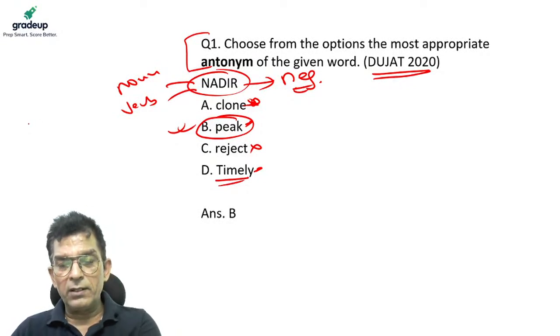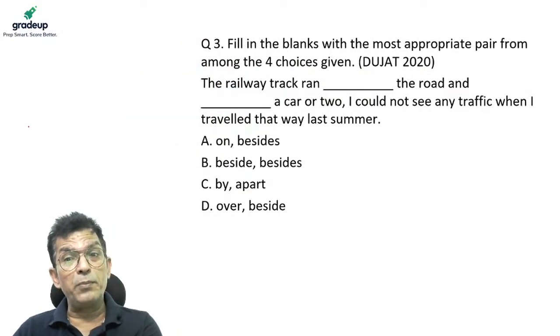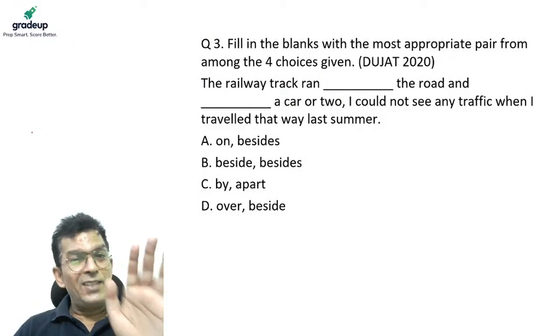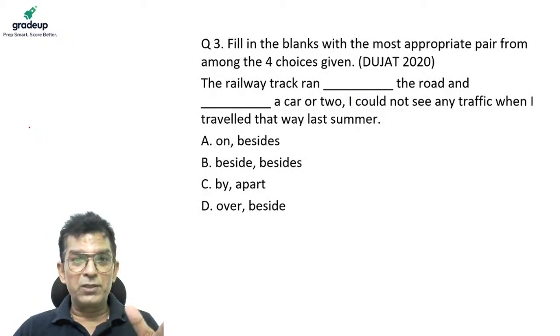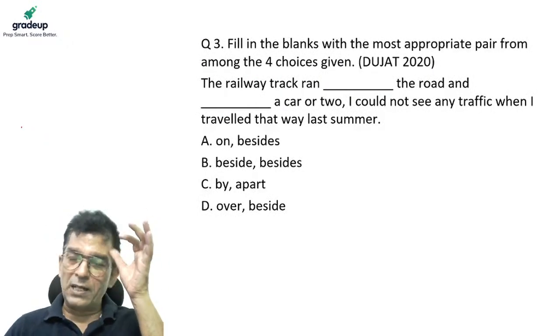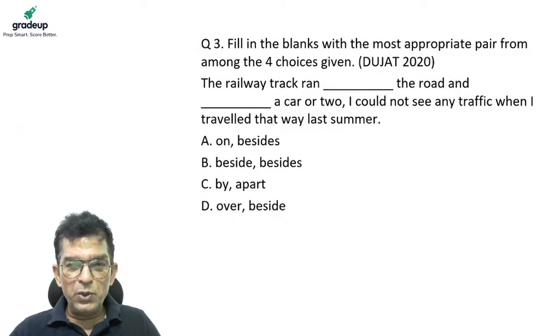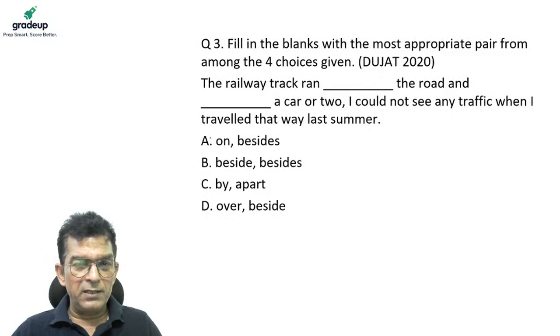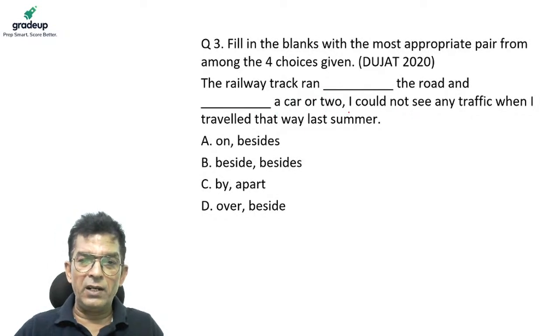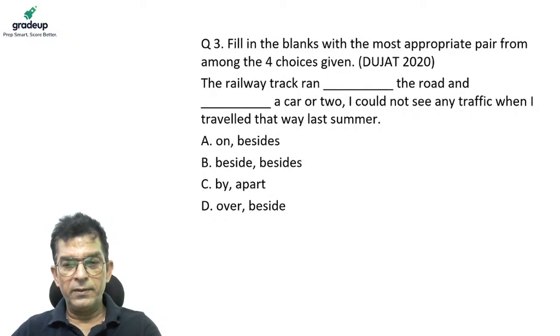The second question. Now these questions are pretty challenging, easy, both. DUJAT always comes up with very good questions. Which one do you think will fill in the blank? The railway track ran dash the road and dash a car or two. I could not see any traffic when I traveled that way last summer. Which one do you think is the answer?